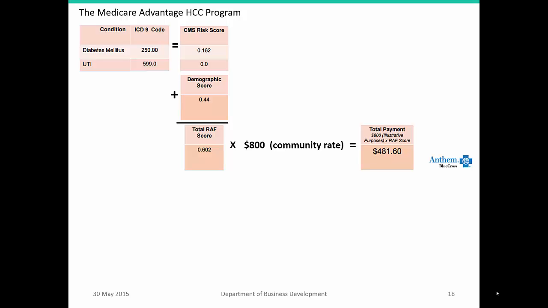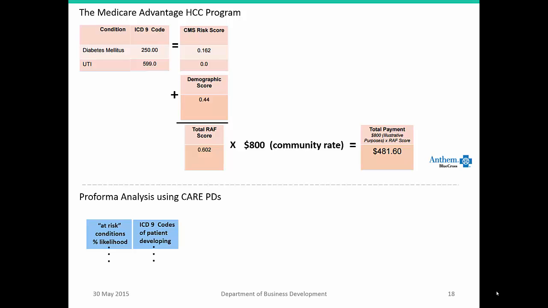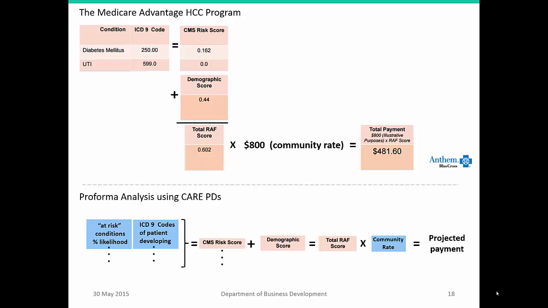There is a published community rate associated with this condition of $800, which is the standard payment offered to a care provider, and the math works out to a total reimbursement of $481.60 due to the adjustment methodology under the Medicare Advantage HCC program. One way to estimate future payments associated with future medical conditions of any population under care would be to substitute the diagnosed codes with at-risk probabilities and their codes and continue the math.